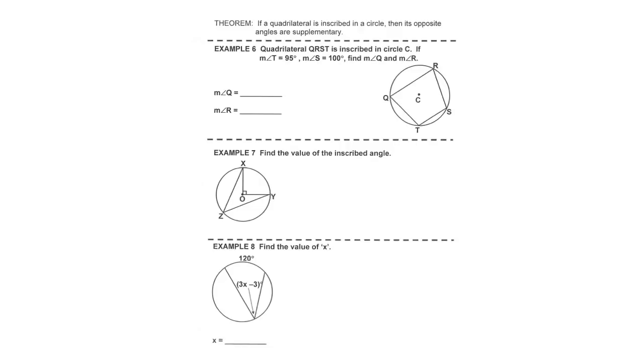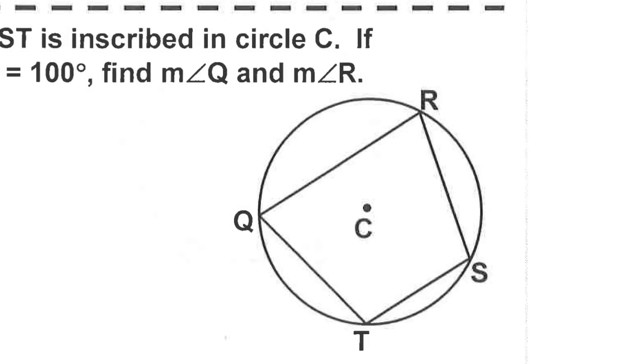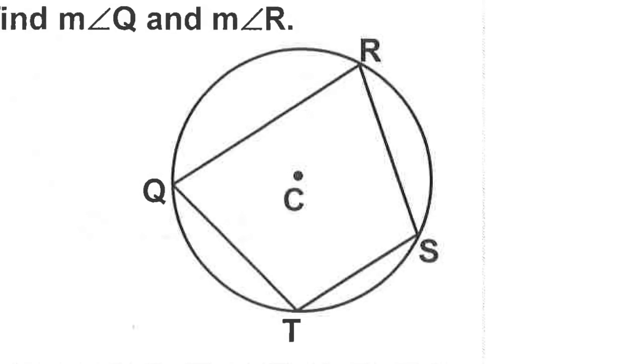If a quadrilateral is inscribed in a circle, then its opposite angles are supplementary, so they add up to equal 180 degrees. So if you have a quadrilateral like this one, all of it's inside, then opposite angles have to be supplementary. It tells us in this quadrilateral QRST is inscribed in circle C. If angle T is 95 degrees and angle S is 100 degrees, find angle Q and angle R.